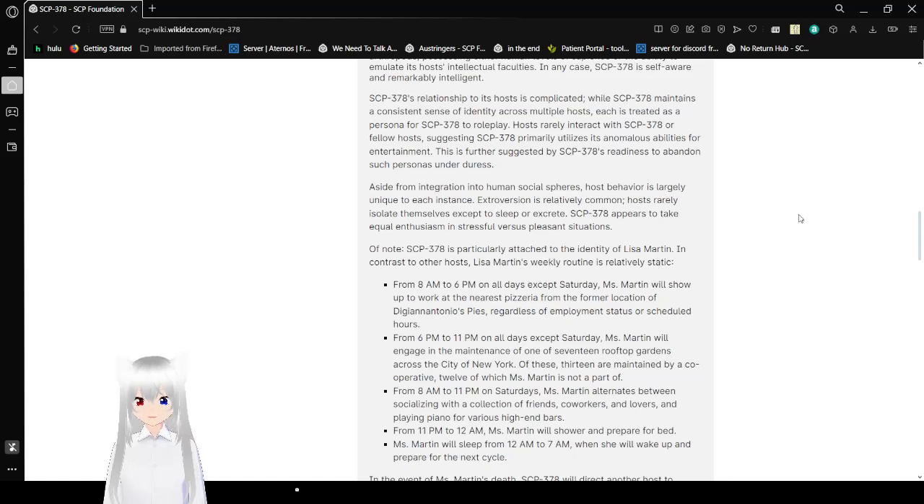Aside from integration into human social spheres, host behavior is largely unique to each instance. Extroversion is relatively common. Hosts rarely isolate themselves except to sleep or excrete. SCP-378 appears to take equal enthusiasm in stressful versus pleasant situations. Of course, SCP-378 is particularly attached to the identity of Lisa Martin, in contrast to other hosts.